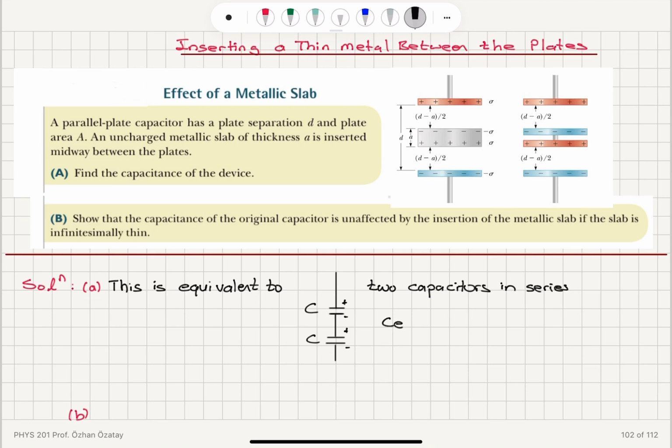Therefore, the equivalent capacitance for the series connection, remember, is the product of the capacitances, C squared, divided by the sum, 2C. So it's going to be C over 2, where C is now epsilon 0, permittivity of free space, times the plate area A, divided by the distance between the plates, (D minus a) over 2. So this gives, for the equivalent capacitance of the device, the final answer: epsilon 0 A over (D minus a).